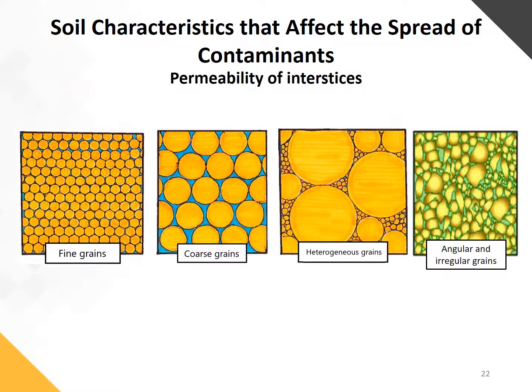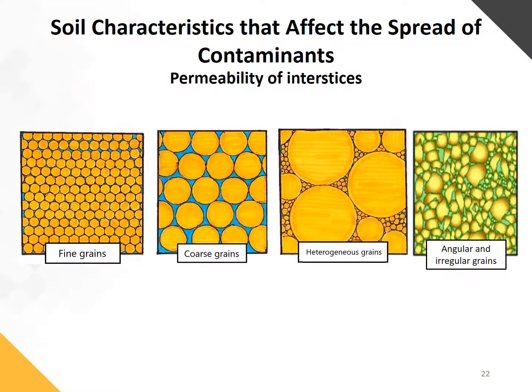Then, the permeability increases with the average size of the particles, since the pore size increases. Looking at the first two images on the left of this slide, it is easy to see that the pores between the coarse grains represent a larger area than those of the fine grains. The spread of contaminant is therefore faster when the grains are coarse.